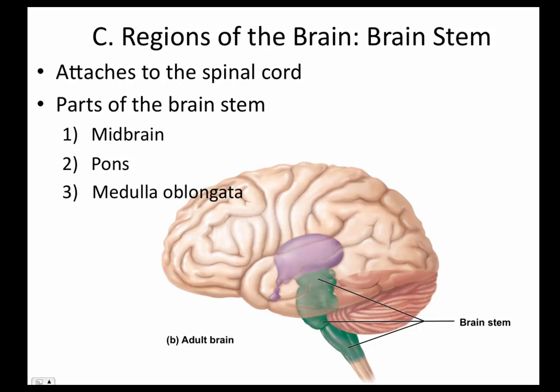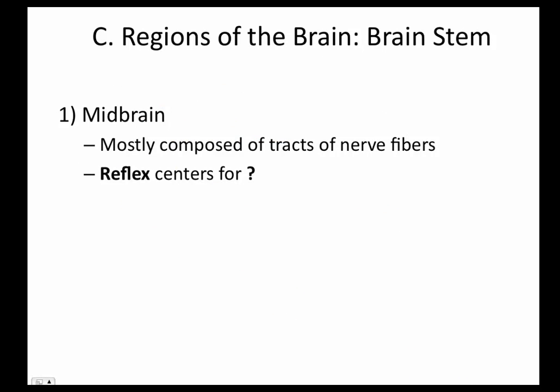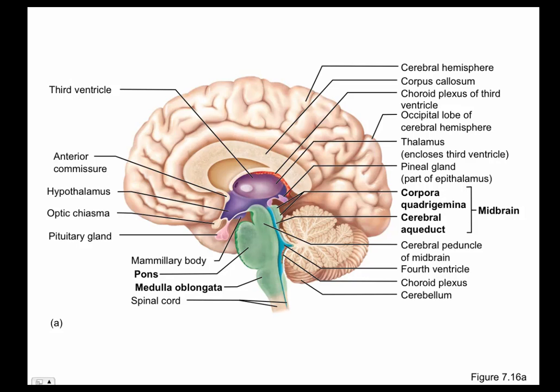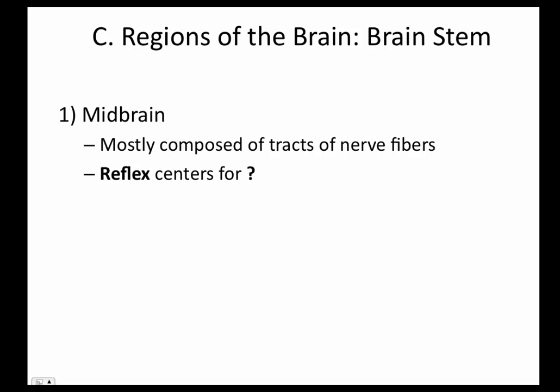So I'm going to abbreviate that as CSF. This last region that we're going to look at is the brainstem, and it attaches to the spinal cord right down here. And the spinal cord is going to run through each of our vertebrae. And so we have 3 parts to the brainstem. We have the midbrain, the pons, and the medulla oblongata. Looking over here, here is our midbrain, pons, and then our medulla oblongata. And of course, each of these have their specified functions. Midbrain is composed mostly of tracts and nerve fibers, and it's a reflex center for vision and hearing.